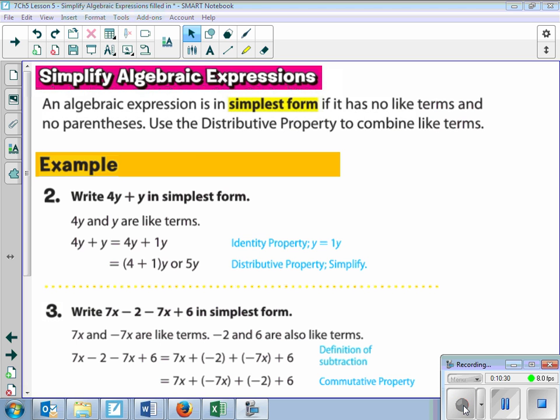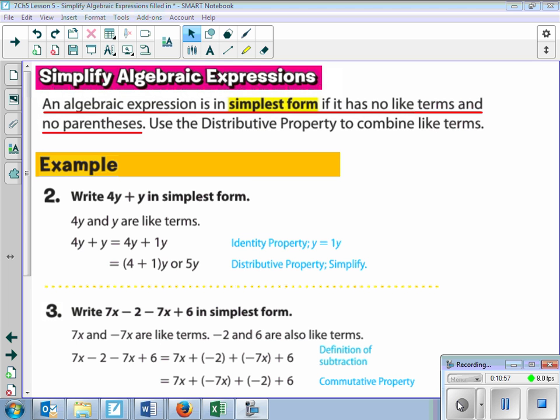So now we're going to simplify algebraic expressions. It says here an algebraic expression is in simplest form if it has no like terms and no parentheses. Please make sure you write that down. We're going to use the distributive property to combine like terms. So, for example, we have 4y plus y, and we want to write that in simplest form.